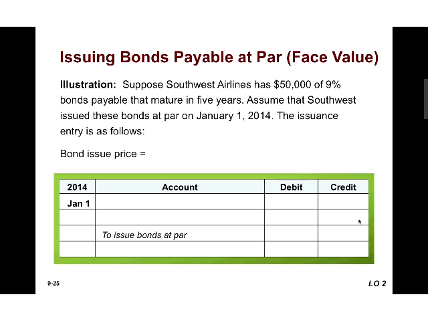So let's say Southwest Airlines has $50,000 of 9% bonds that mature in 5 years. They issued the bonds at par on January 1st, 2014. When we issue the bonds, we're selling them at par, so we're selling them at $50,000. What happens when we issue these bonds?